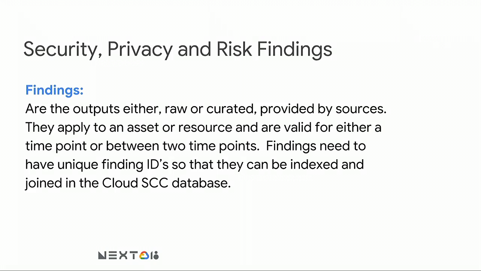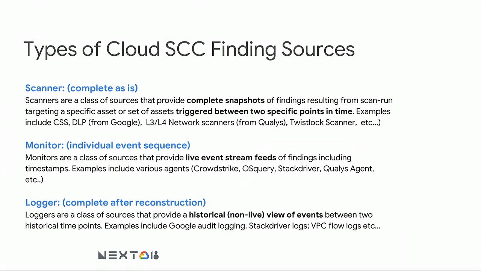And they need to have a unique ID because we automatically dedupe findings within Command Center. So if you have the same finding 6 or 7 times, it doesn't show up as 6 or 7 findings, it shows up as the same finding, and it just updates its properties and its timestamp as it goes. And so that allows things to be correctly indexed and joined in the Command Center database. When we think about findings, they come from finding sources. And our mental model so far for finding sources is really around the ability to think of 3 main types.